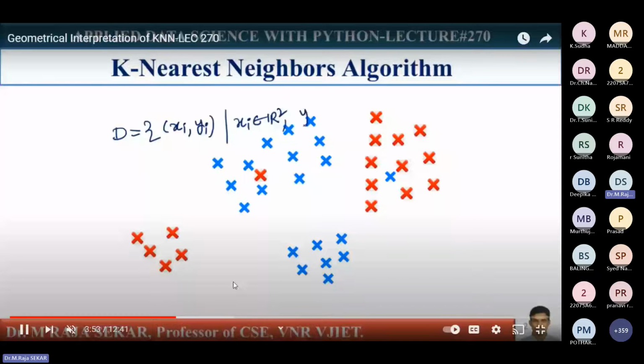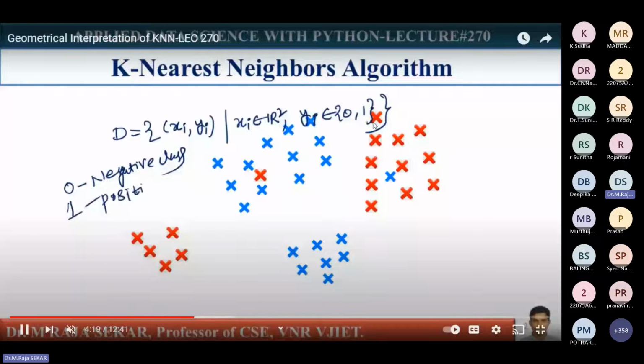Your yi belongs to {0, 1}. 0 is a negative class, 1 is a positive class. Here, the negative class I'm indicating with a red point, and 1 is indicating a positive point.